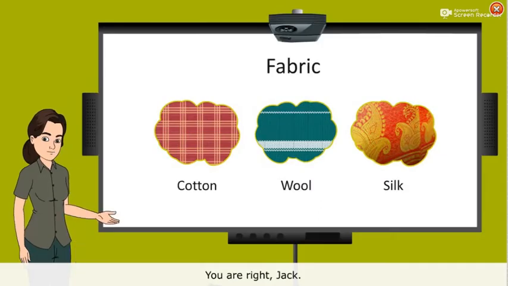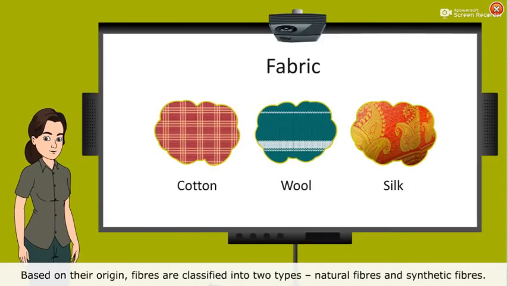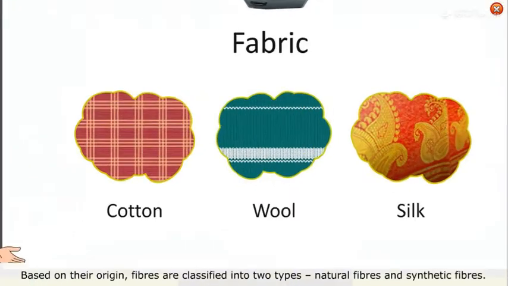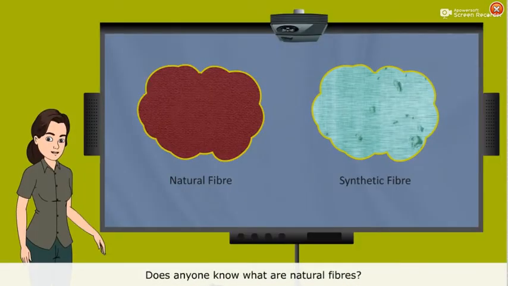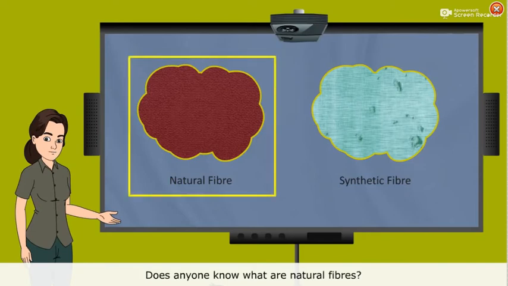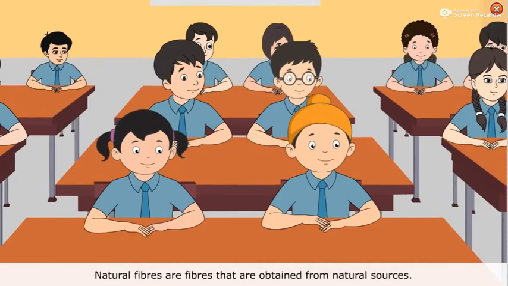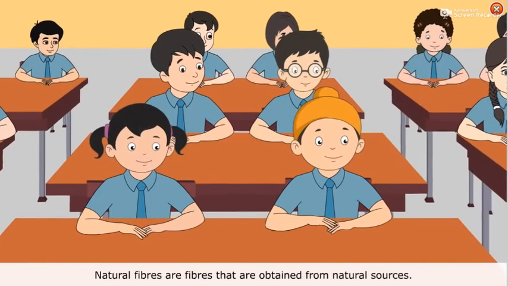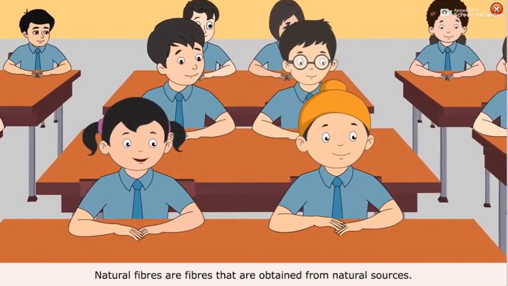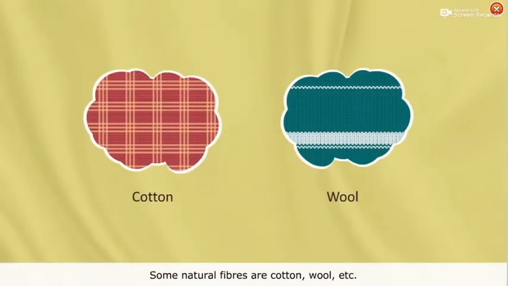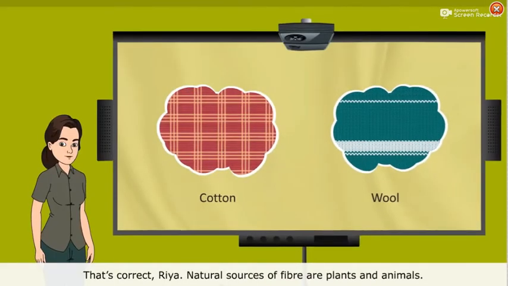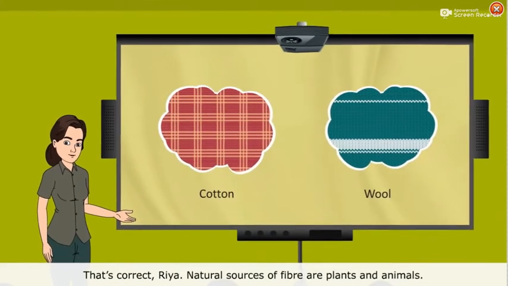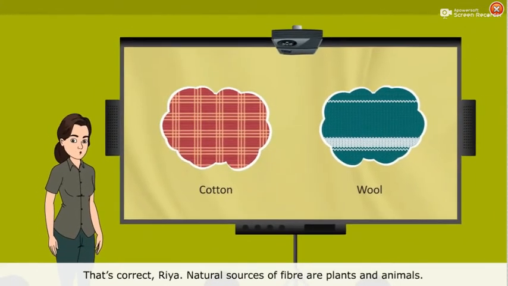You are right, Jack. Based on their origin, fibers are classified into two types, natural fibers and synthetic fibers. Does anyone know what are natural fibers? Natural fibers are fibers that are obtained from natural sources. Some natural fibers are cotton, wool, etc. That's correct, Ria. Natural sources of fiber are plants and animals.